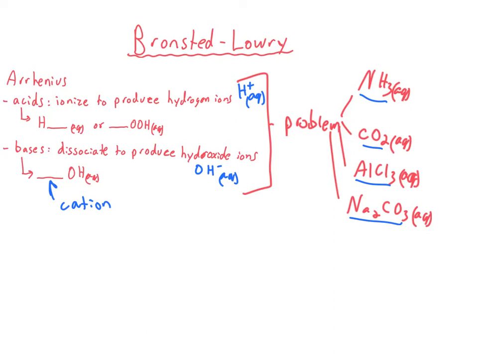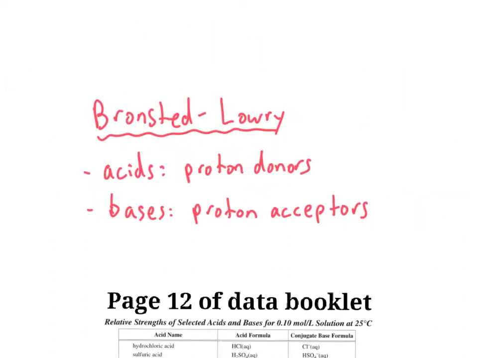But when I give you litmus paper and say, go ahead and test ammonia, it turns out to be a base. And carbon dioxide turns out to be an acid. Aluminum chloride turns out to be an acid, and sodium carbonate is a base. And so this is unexpected, and that means we need a new theory.